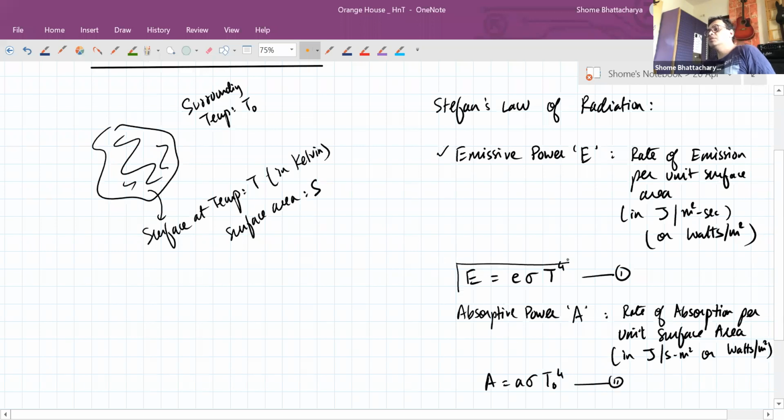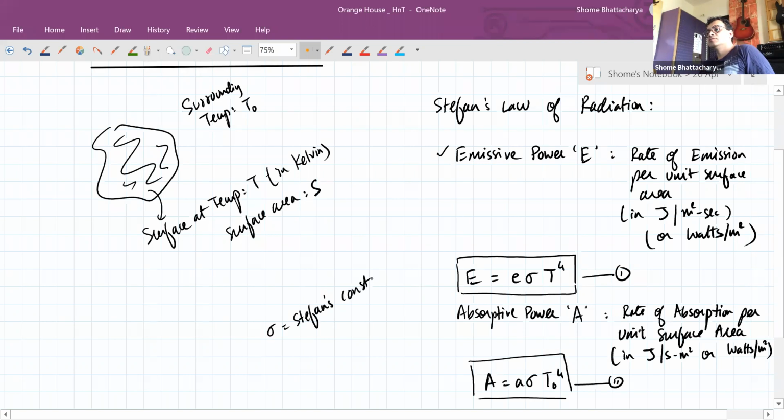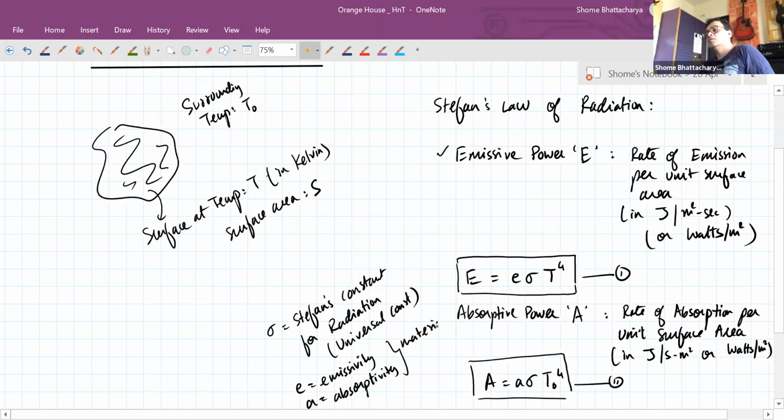So in both these important formulae, sigma is the universal constant, which is called Stefan's constant. It is a universal constant. That means it does not depend on any other factor. And e is emissivity, a is absorptivity. So these are both material properties of the surface.